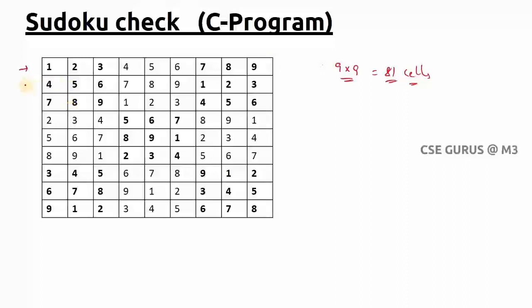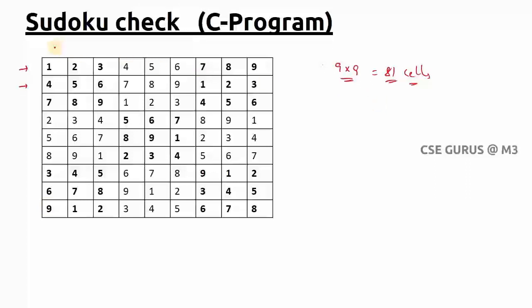If you go to the second row, it is 4, 5, 6, 7, 8, 9, 1, 2, 3. Here also you can see in this row every number from 1 to 9 came exactly once. Like this, if you consider all 9 rows, in each row you filled the numbers from 1 to 9 exactly once. This is the first condition to be satisfied in the Sudoku game.